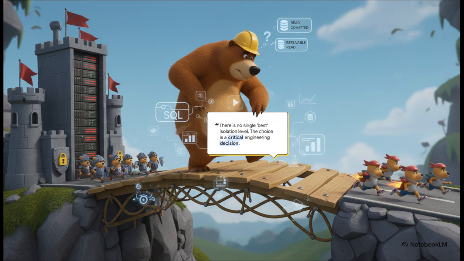And that right there is the key takeaway for all of this. There is no single best isolation level. It just doesn't exist. Choosing one is a huge engineering decision. It's all about deeply understanding what your application needs and then finding that perfect balance between keeping your data safe and keeping your app fast for your users.